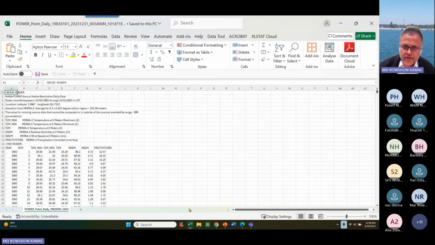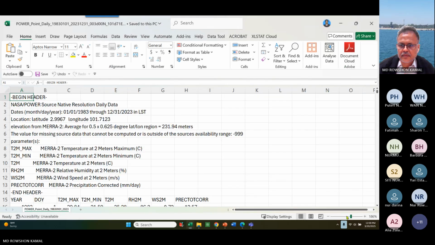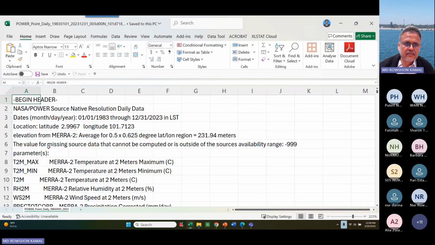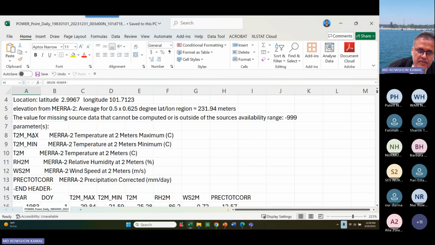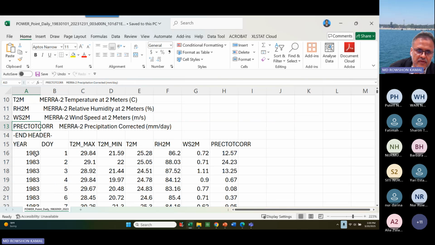Can you see this Excel now? Yes. You can see the sequence that I followed: Tmax, Tmin, average, relative humidity, wind speed, then rainfall. So the data comes in this sequence, and you can see the data.